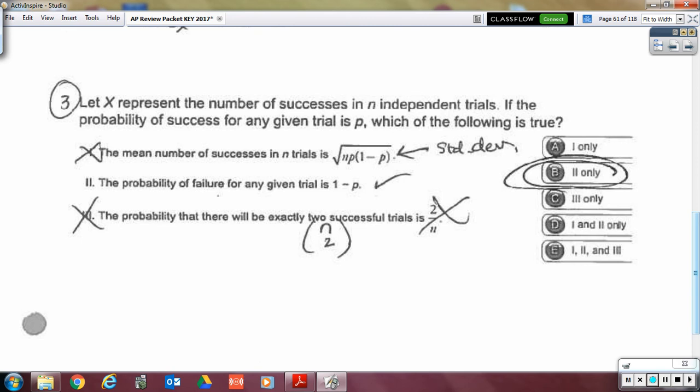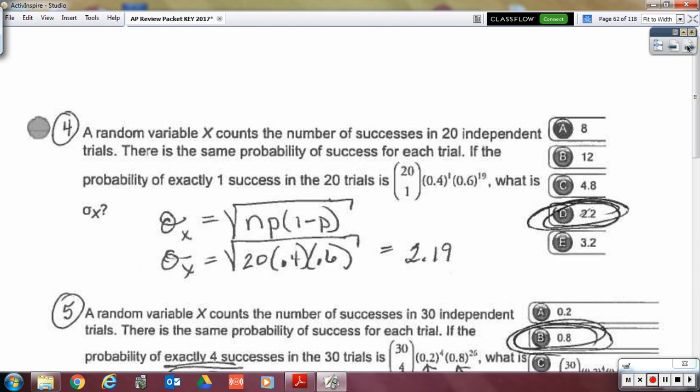Here on number 3, the average number of successes in a trial is this formula here. No, this is the standard deviation. The standard deviation for the number is that. The probability of failure for any given trial is this 1 minus p, and the probability that there will be exactly 2, no fraction stuff going on, is written this way with n choose 2. So that was 2 only.